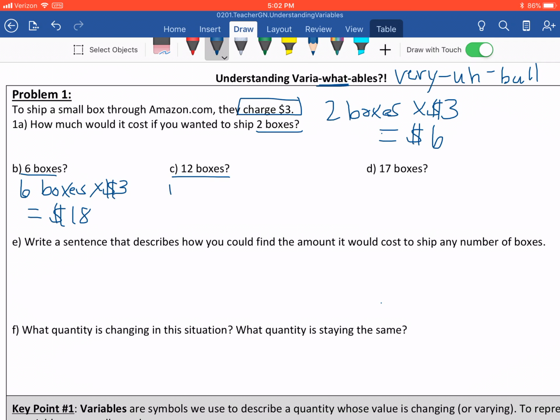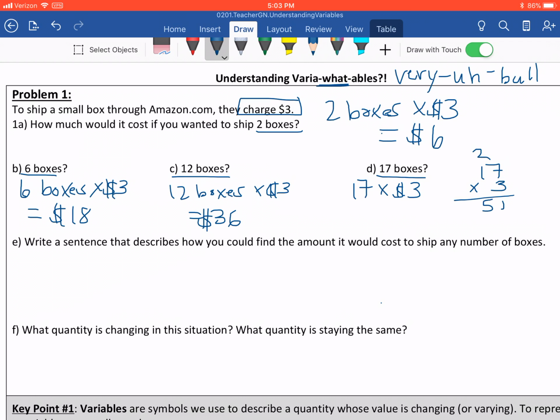Then it asks again for 12 boxes times $3 equals $36. And then for that last one, 17, it's the same thing. 17 boxes times $3. Well, I don't know that one. 17 times 3. 7 times 3 is 21. Carry my 2, 3, 51. So this one equals $51. Perfect. So all we did each time was take the number of boxes and multiply that by 3.